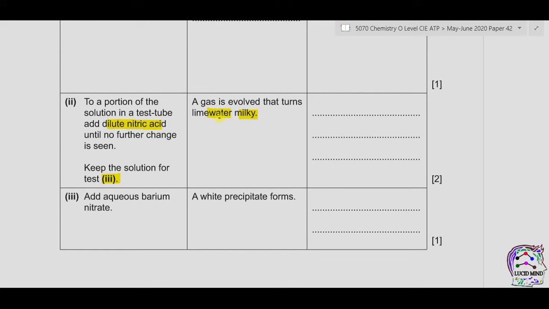Now we know that the gas that can turn lime water milky is carbon dioxide gas. And carbon dioxide is only produced from carbonate anion. Carbonate anion in the presence of acid, which is H+, forms CO2 and H2O. So in conclusions, we can write that the gas is carbon dioxide and the anion is carbonate anion.